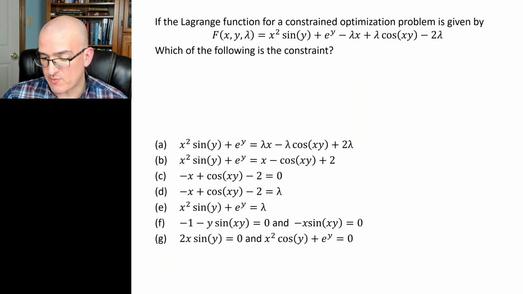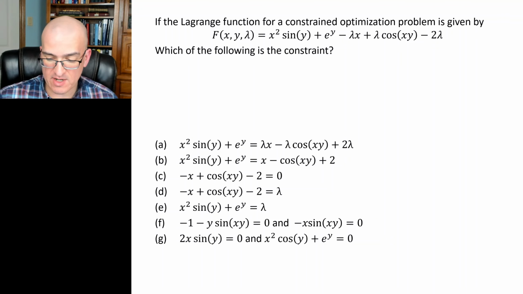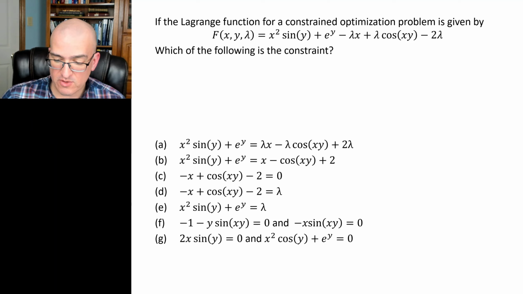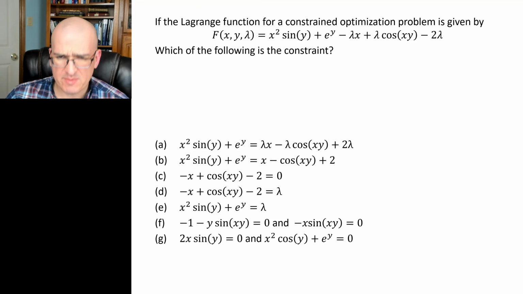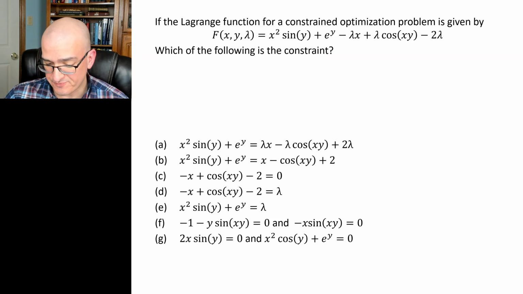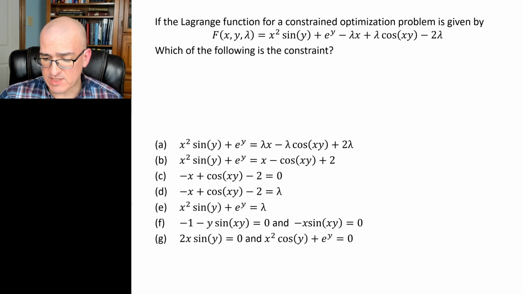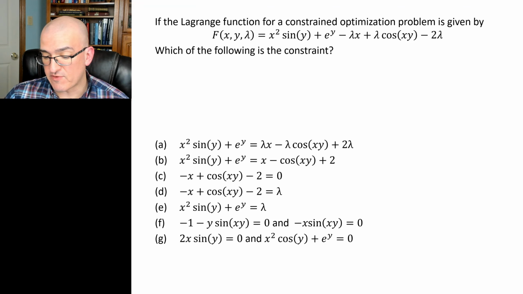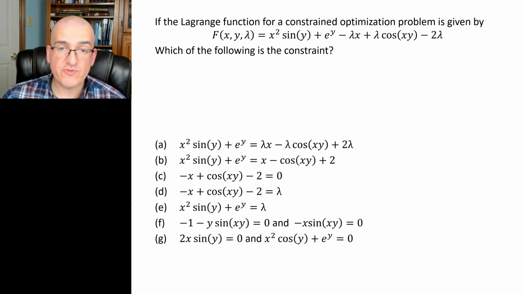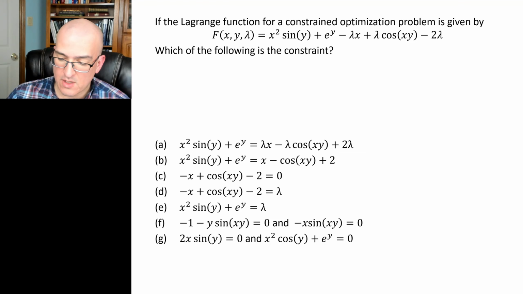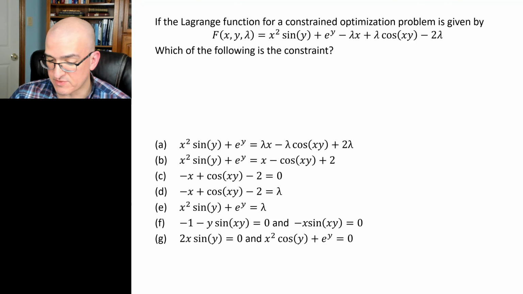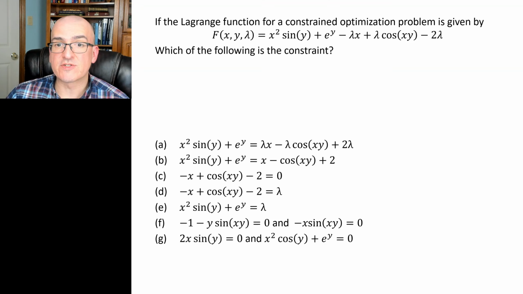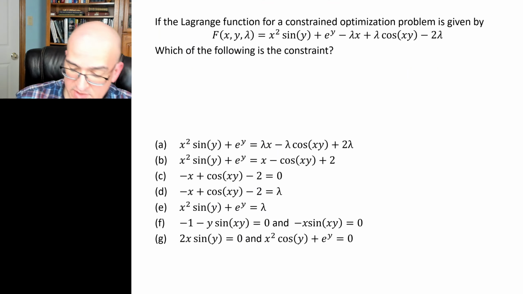All right, can we marry trig functions to optimization? Absolutely. Will we solve a full-blown optimization question involving trig functions? Absolutely not. But we can solve pieces of one. This question is kind of a question in reverse. We've been given a Lagrange function. So this is on the multivariable optimization material. And this Lagrange function is a function of 3 variables, x, y, and lambda. It's given by x squared sine y plus e to the y minus lambda x plus lambda cos xy minus 2 lambda. And the question is, what is the constraint?